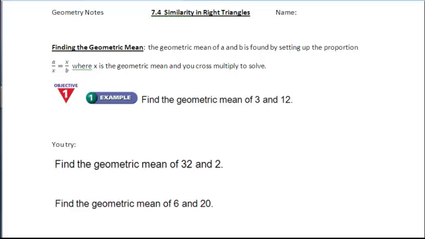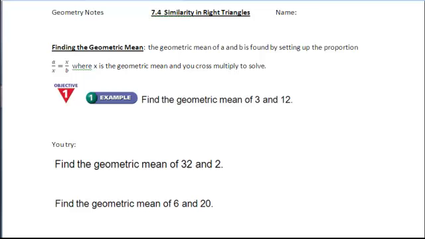Alright, you guys, I want to talk about similarity in right triangles, and in order to do this section you have to know how to simplify with radicals. So we've already learned how to simplify with radicals, and now the reason why we learn to simplify with radicals is because of this thing called the geometric mean.